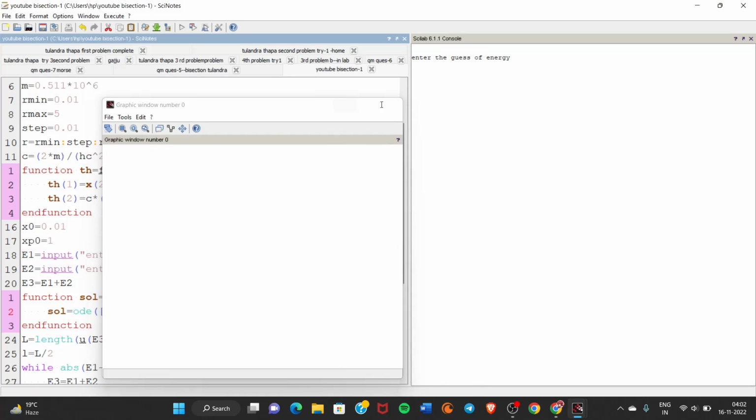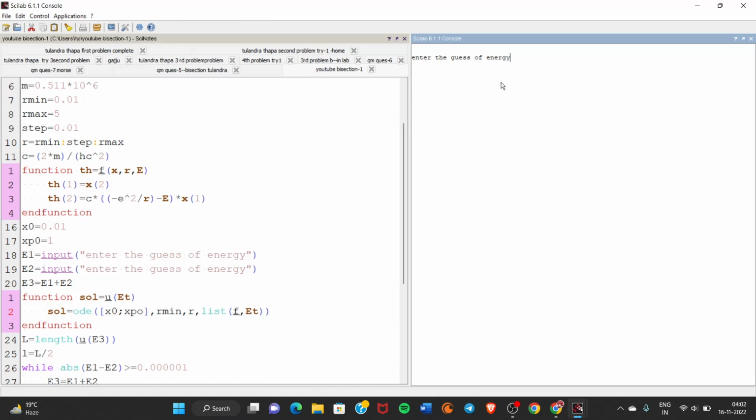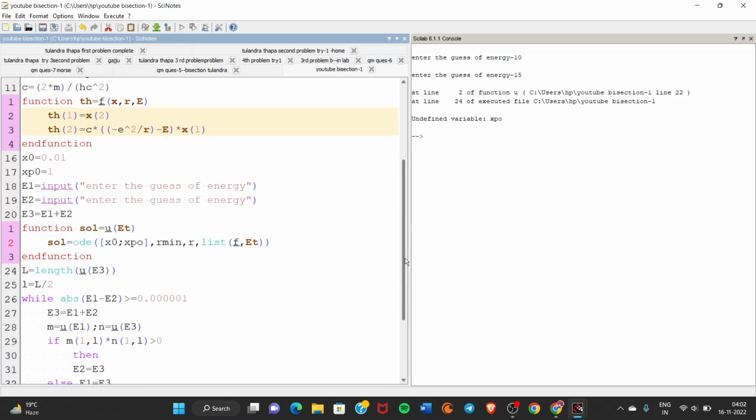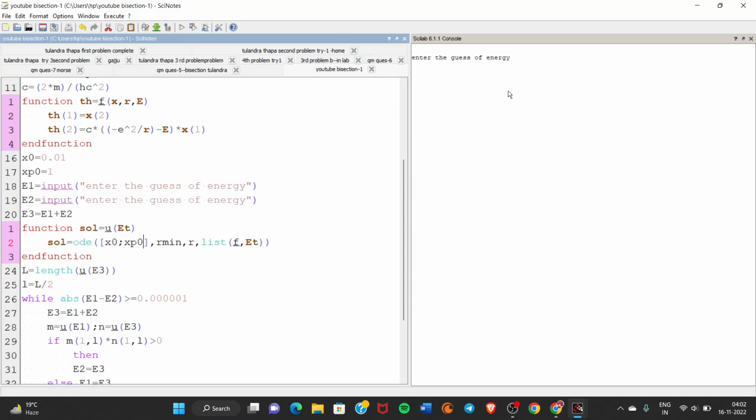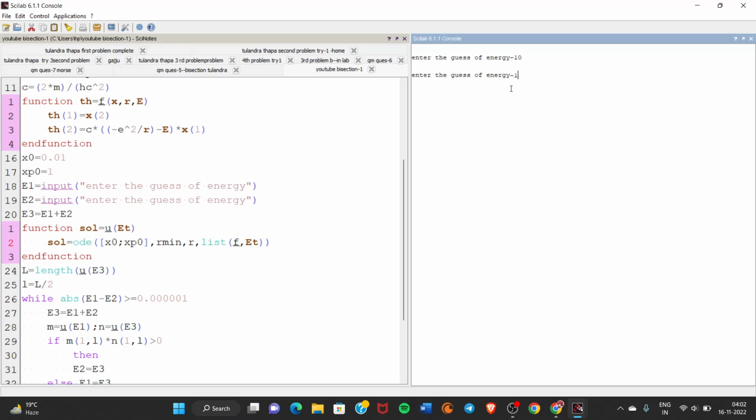So now we have to put the guess of energy. The guess of energy would be between -10 to -15. So we put -10 to -15, and here we are getting an undefined variable xpo, and here we put xpa 0 and here we put xpo. That's why it's coming out like this. Now we have rectified our mistakes, and again we write here -10, enter, -15. I suppose I have written -10 -15 somewhere. So now write like this, enter.